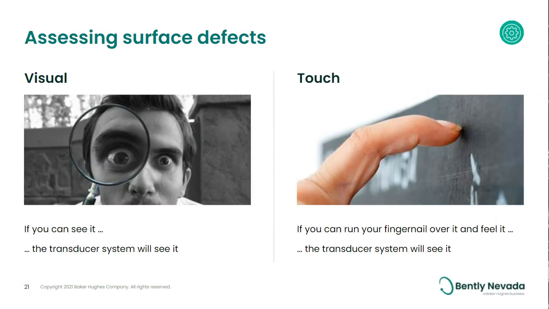A couple of things to note when we talk about surface defects on a shaft surface, particularly in the probe track, where the probe is going to be observing. Just as a quick check in the field, if you can see a defect on the shaft surface, chances are the probe will also see it. And if you can touch it, if you can run your fingernail over it and feel it catch on the defect, the transducer system will also see it. So just as an initial check, these are a couple of ways to assess whether surface defects are serious or not.